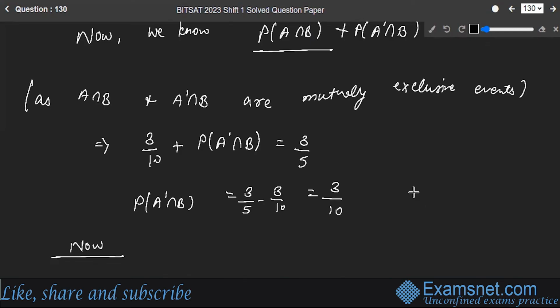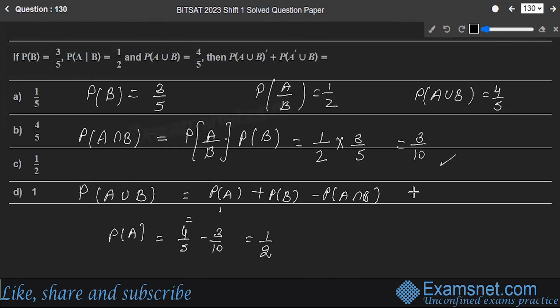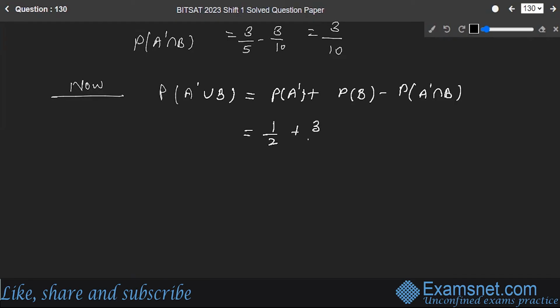Now, the probability of A complement union B is equal to probability A complement plus probability B minus probability A complement intersection B, or this is 1 by 2 plus 3 by 5 minus 3 by 10. Taking the LCM 10, you have 5 plus 6 minus 3, which is equal to 4 by 5, right?